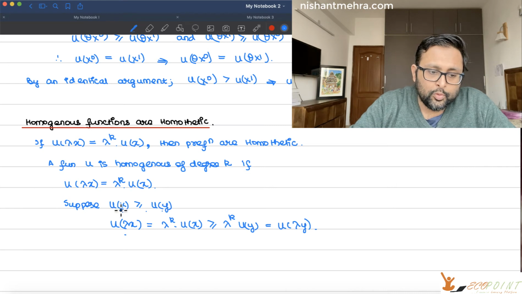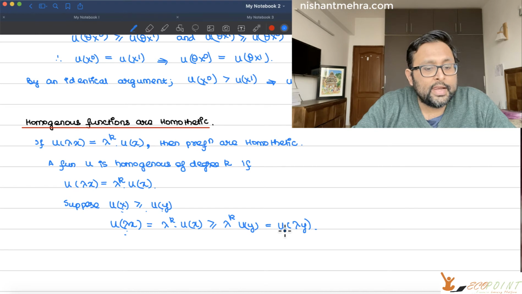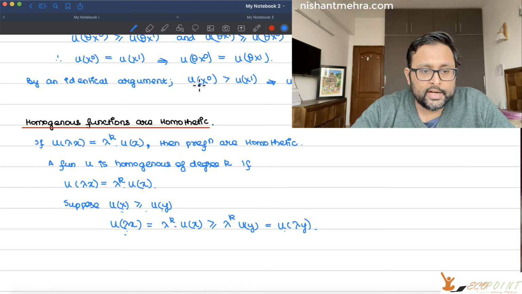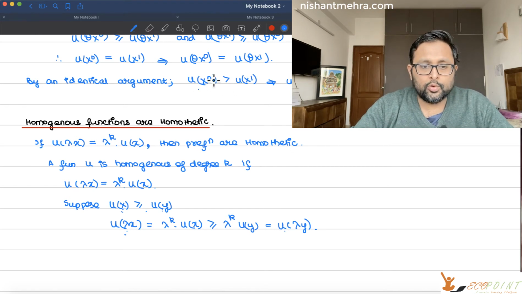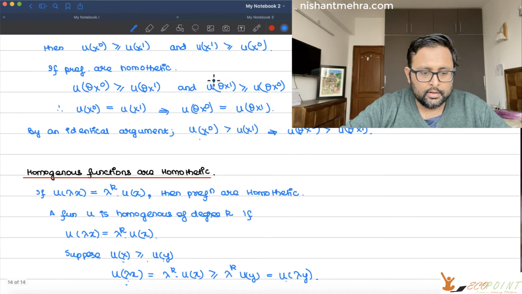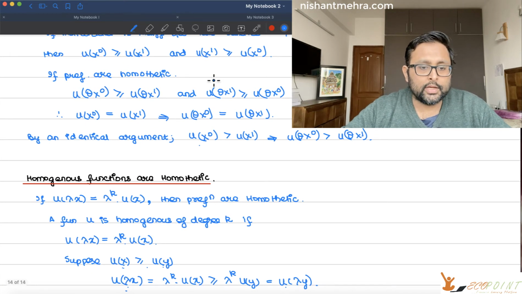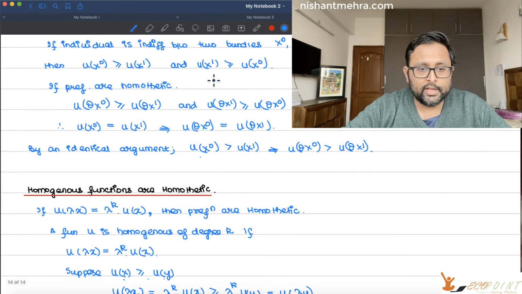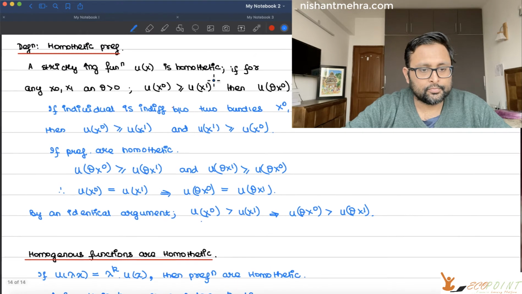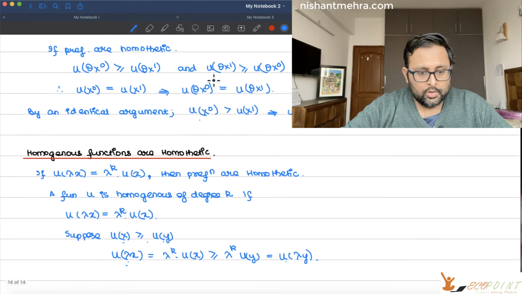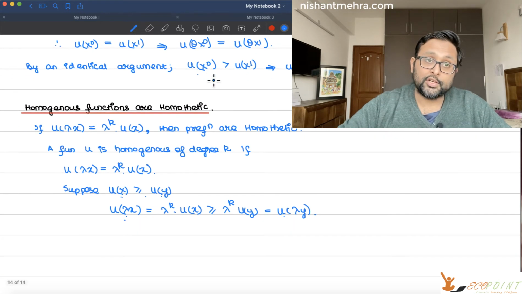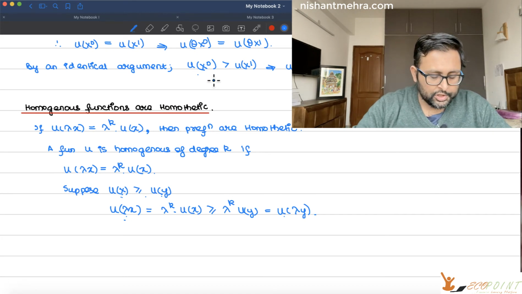So you're saying if u of x is greater than or equal to u of y, then u of lambda x is greater than or equal to u of lambda y. That's what you have said here. If u of x naught is greater than or equal to u of x1, then u of theta x naught is also greater than or equal to u of theta x1. That's what you said yesterday here, right? Okay, so what you have proved is, if the function is homogeneous, that function is homothetic.